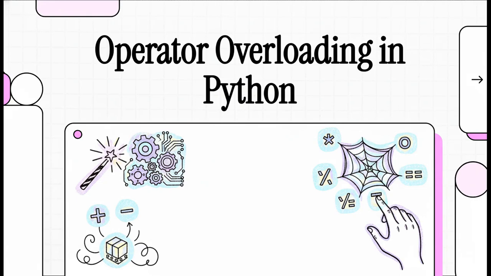Hey everyone, and welcome. Today, we're going to pull back the curtain on a feature in Python that honestly feels a little bit like magic. It's called operator overloading, and it's the secret to teaching normal operators, like the plus sign, how to work with the custom objects we create. And let me tell you, it leads to some incredibly clean and intuitive code.